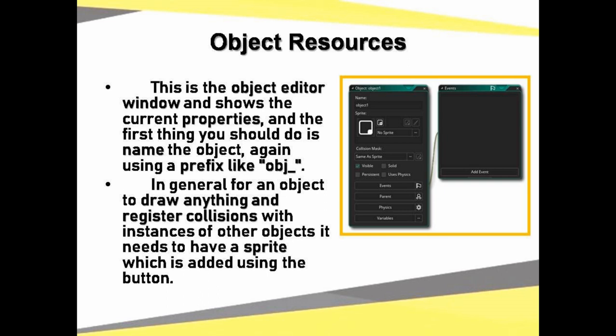This is the object editor window daw based on what you can see doon sa mismong screen natin ngayon. And the first thing you should do is name the object, which is meron tayo again naming convention na instead of doon sa sprites kanina meron tayo SPR. In objects, we have the naming convention of a prefix na sineset natin as obj. Okay? In general, for an object to draw anything, kagaya na nabanggit natin kanina, para lumitaw siya sa ating room or doon sa ating game, kailangan meron siyang naka-assign na sprite sa kanya.